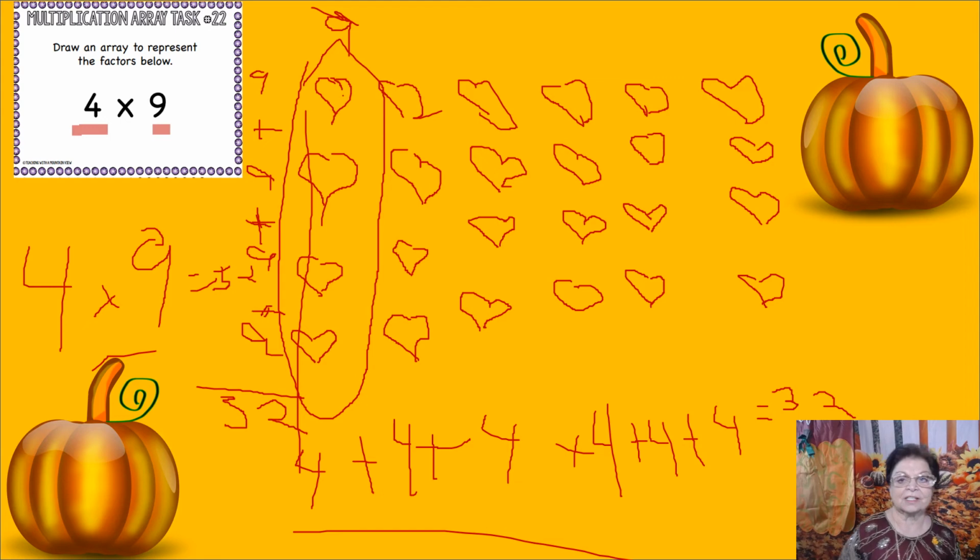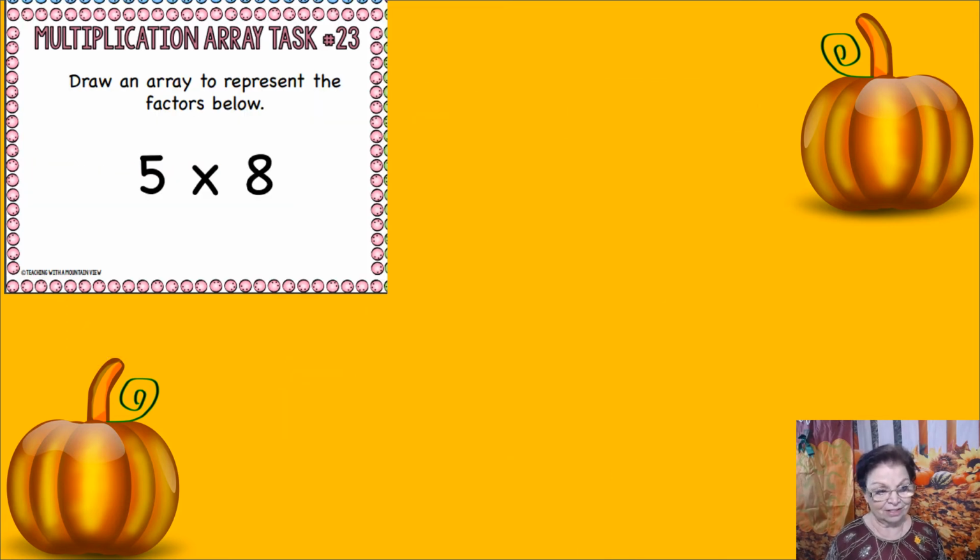This shows us that all multiplication is just repeated addition, because you can add up the rows or add up the columns. Notice, if you add up the rows, the 4 times 4, you're going to get 32. If you add up the columns, you're going to get the same number. The answer is 32, however you look at it. There are 32 hearts there.